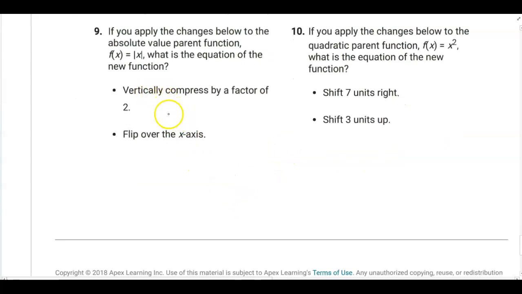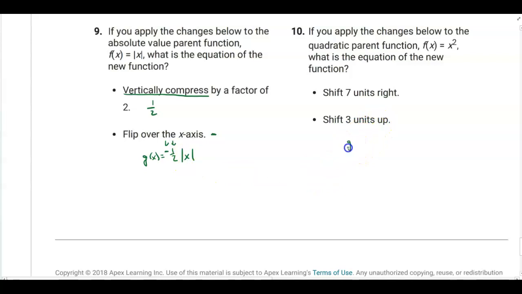So let's talk about the combinations. You're doing a vertical compression by a factor of 2. Remember, a vertical compression is making it wider, so when we say a factor of 2, since it's a vertical compression, we're going to use 1/2. And if we're flipping over the x-axis, we know we're going to multiply by a negative. So in this case, multiplying the function by 1/2 and flipping it, we're going to multiply the function absolute value of x by -1/2. The negative flips it, the 1/2 compresses it.